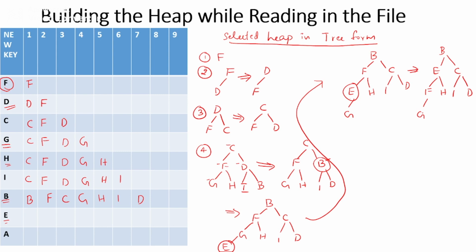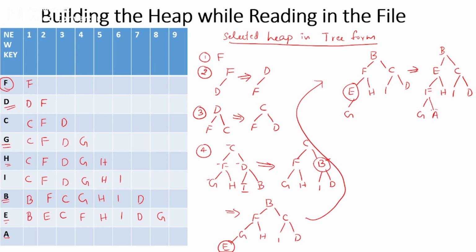Layer by layer, level by level, you need to read from left to right. So I can write it as B, then E, second level, E and C. Third level you have F, H, I, D, and in the fourth level you have G. Now comes A, the last element. So where do I need to include A? I need to include A over here.